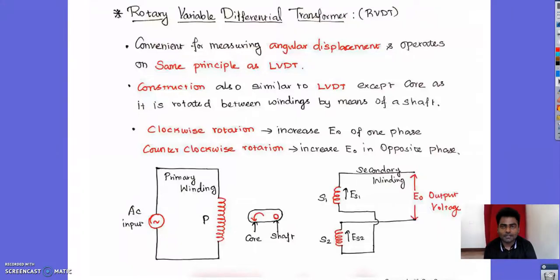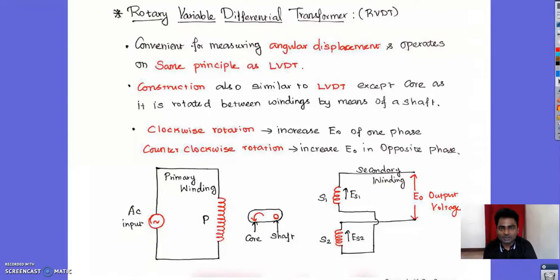In last class, we have seen about the linear variable differential transformer and its working. And today we are going to see about the rotary variable differential transformer or transducer, that is RVDT. The principle and application are going to be the same as that of your LVDT, whereas the difference is only in the construction. That is, the operation takes place in an angular manner. That is, it is going to measure the angular displacement rather than the linear displacement.